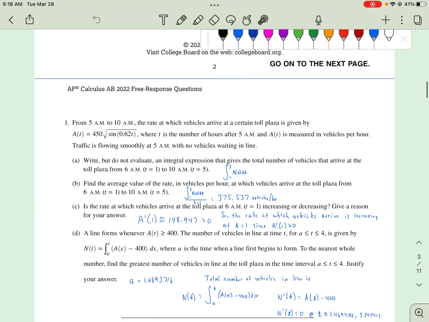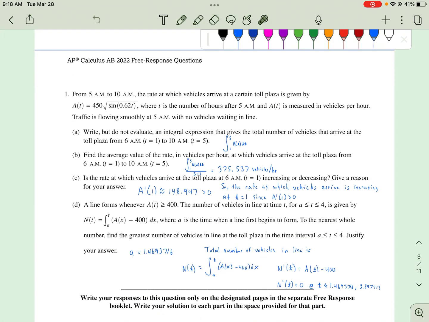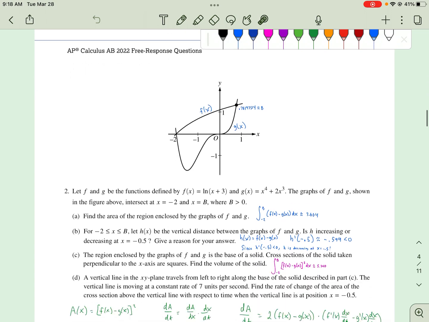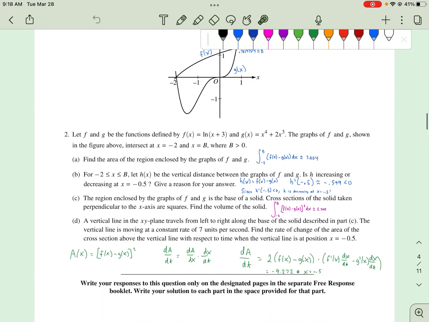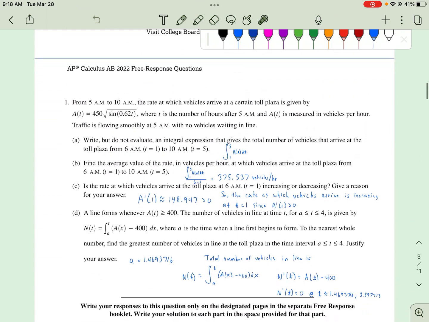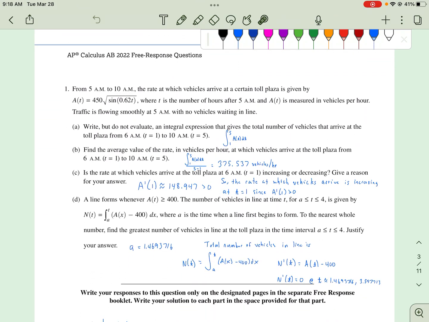Okie dokie, everybody. The 2022 free response questions video key. Make sure you're familiar with these problems before you watch the key, because I kind of skip over even saying what the question is and just jump right into the problems. So familiarize yourself with them first, and then watch the key.